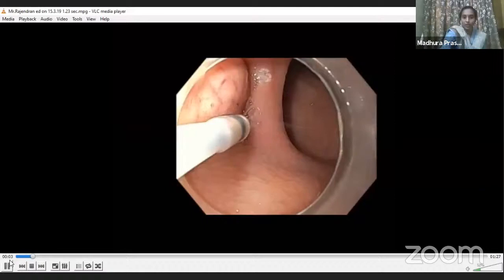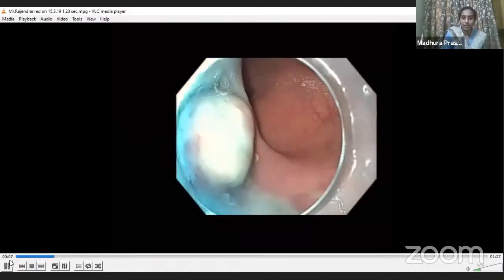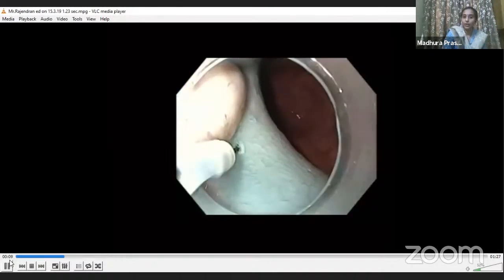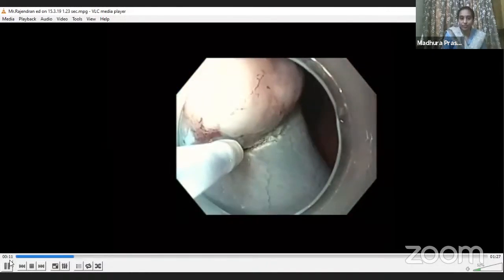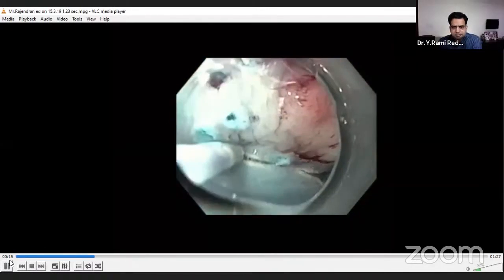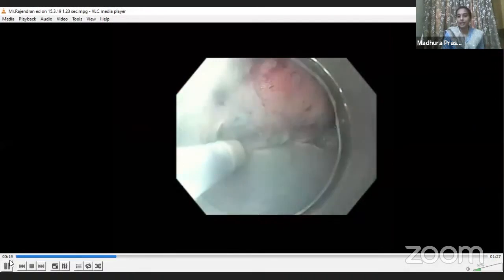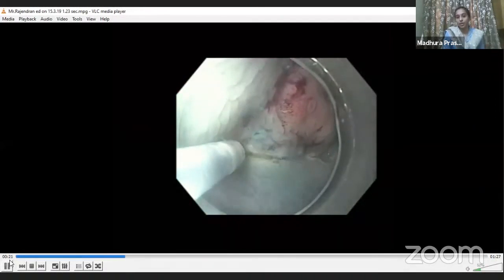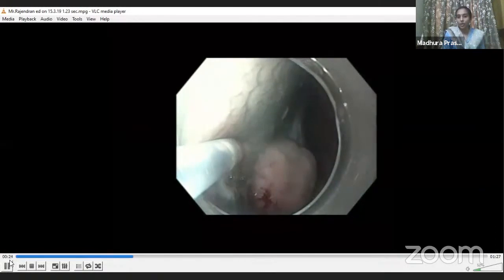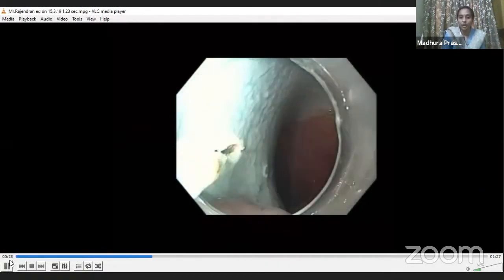So this is the video which we just wanted to demonstrate. That is the rectal lesion which came out as a neuroendocrine tumor. Here we are marking the lesion, and first raising the lesion and then joining the dots together. Either we can go under the lesion or we can go all around it.